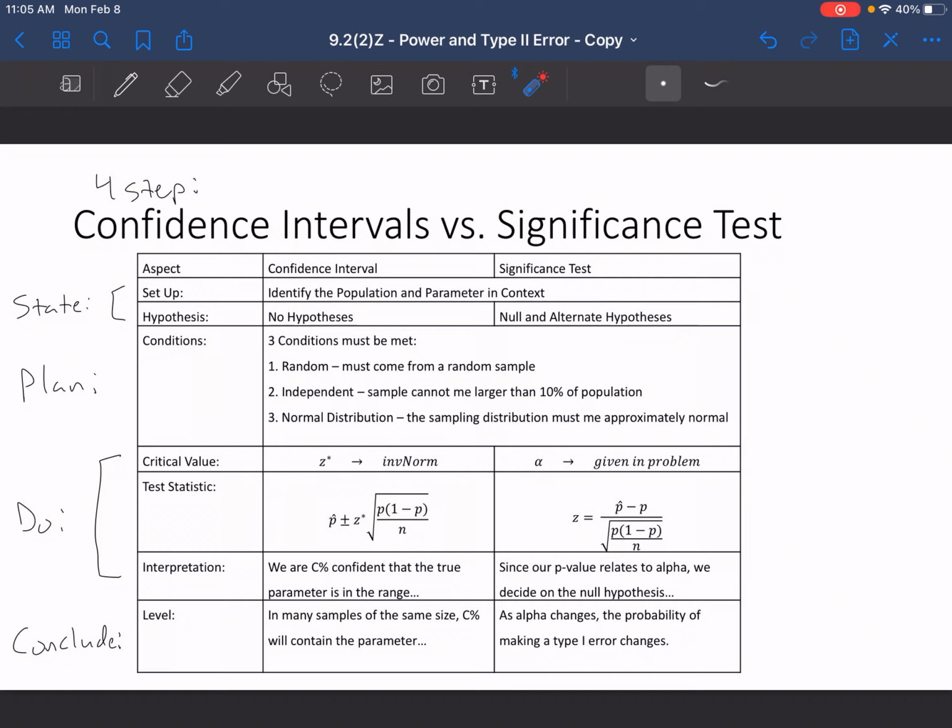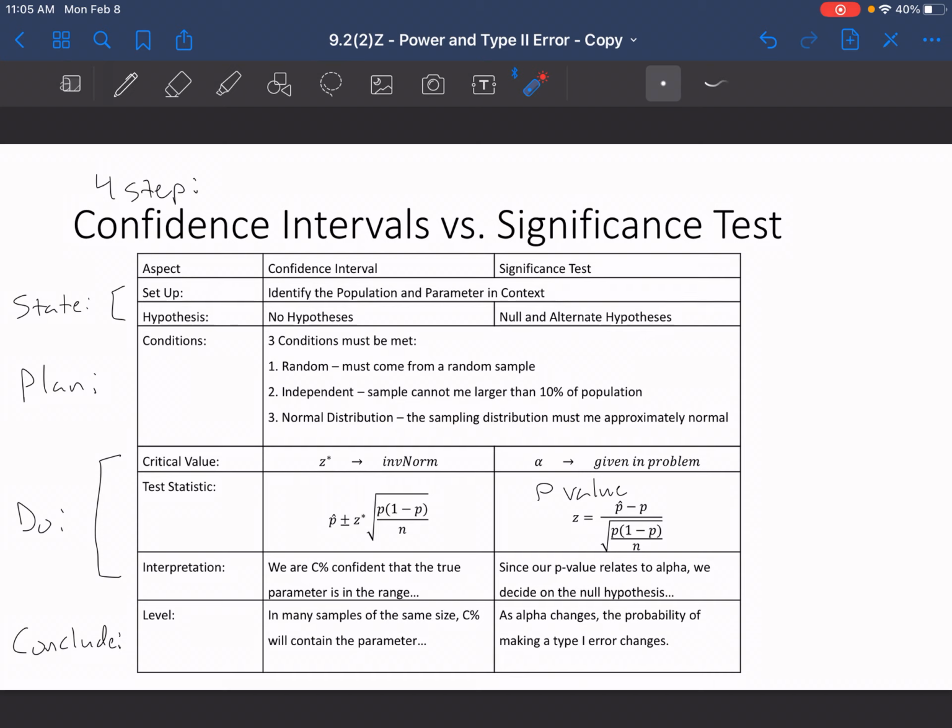When we're looking at significance tests, though, we want to actually solve for z right here, but we also want to solve for p as well. So we also want to find our p-value in the do portion of this 4-step process. So that's something to note, that we're not just looking at the test statistic, which is represented by z, but we're also going to be finding the p-value. The interpretation of a significance test is more part of the conclusion than anything.